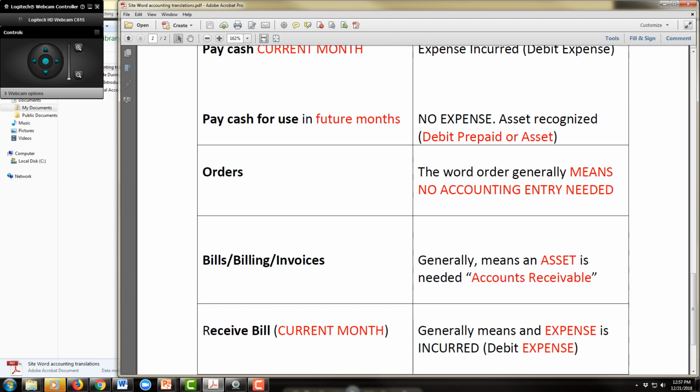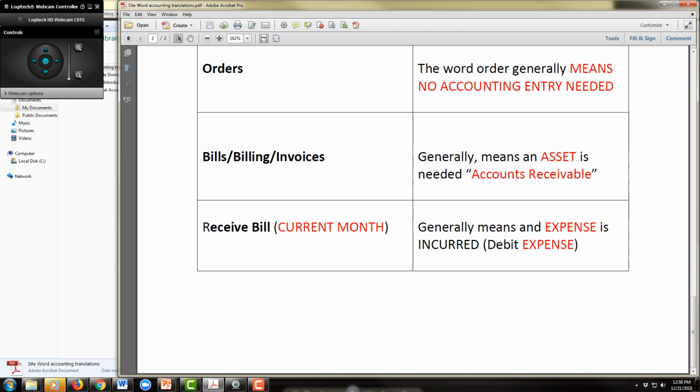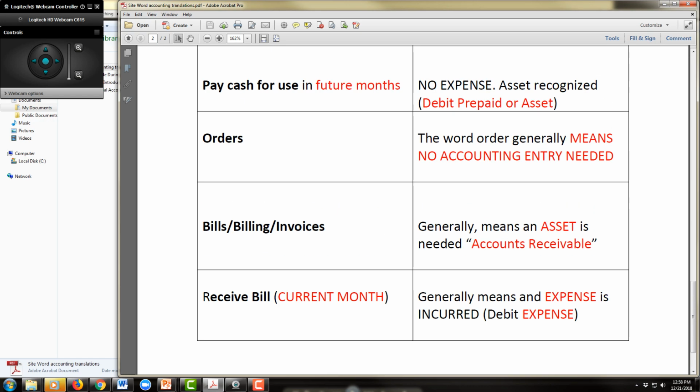Ordering, generally in the accounting language, the word order generally means no accounting entry is needed. If we bill or is billing or invoice the customer, generally means an asset needs to be set up and we'll debit an accounts receivable asset. Finally, if we receive a bill in the current month, generally that means if it's for the current month, go back up to the prior sight words, that means an expense is being recognized. So we're going to go ahead and debit an expense.